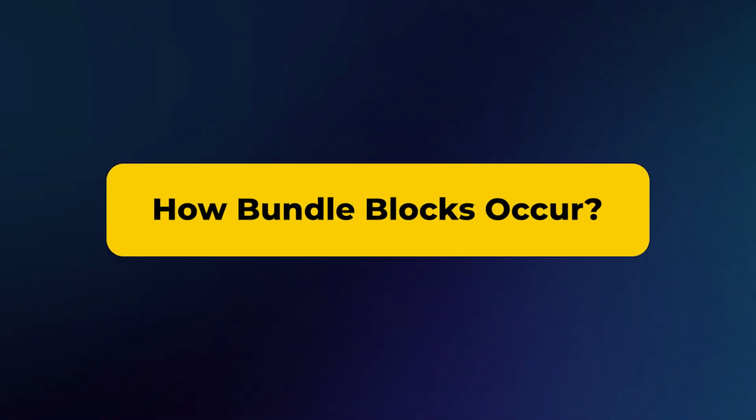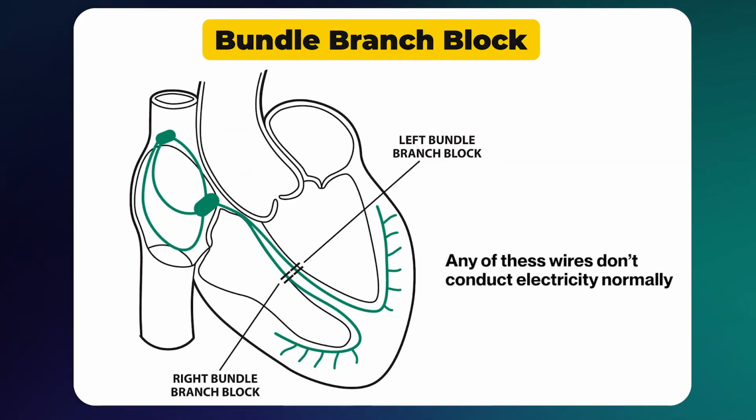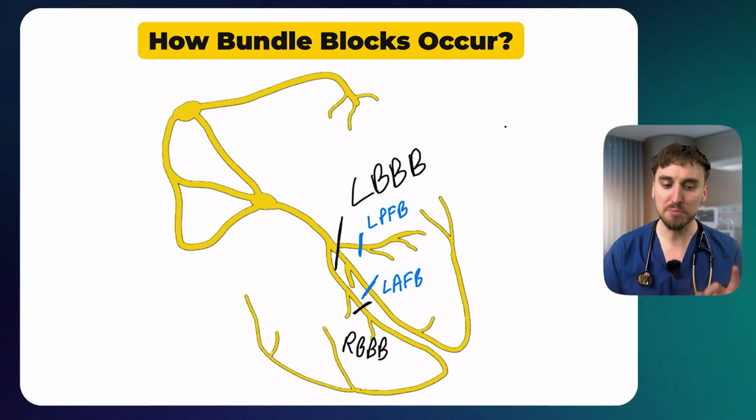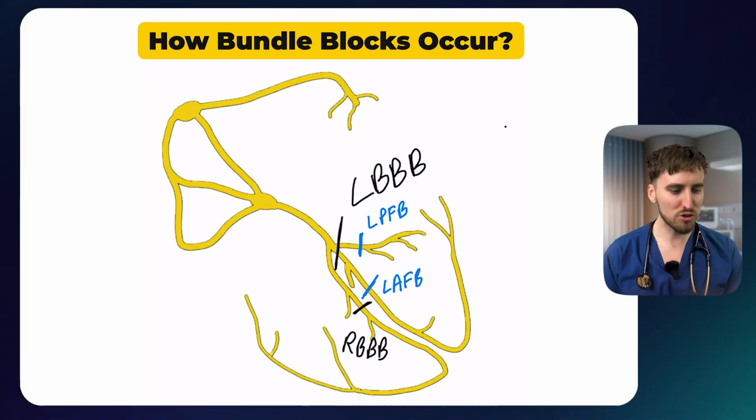Okay, now you know what normal depolarization looks like on an ECG and how it looks in V1 and V6. So let's understand where the blocks can happen. It'll make it much easier to picture later. A branch block is when any of these wires don't conduct electricity normally. Here's a high-yield diagram. The bottom line is that any myocardium that isn't innervated is going to depolarize slower than usual, which you'll come to see.